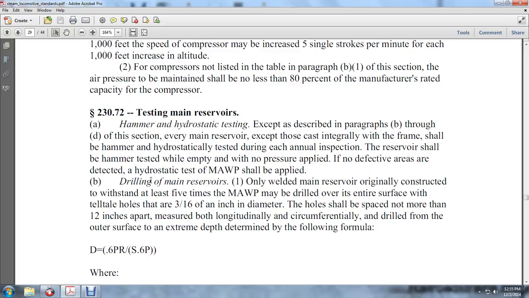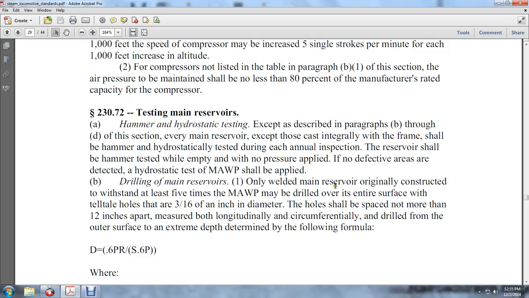With the exception of B, each main reservoir, except those integral with the frame, shall be hydrostatically tested in an annual inspection. Also D, but these are the exemptions. Drilling of the main reservoir.